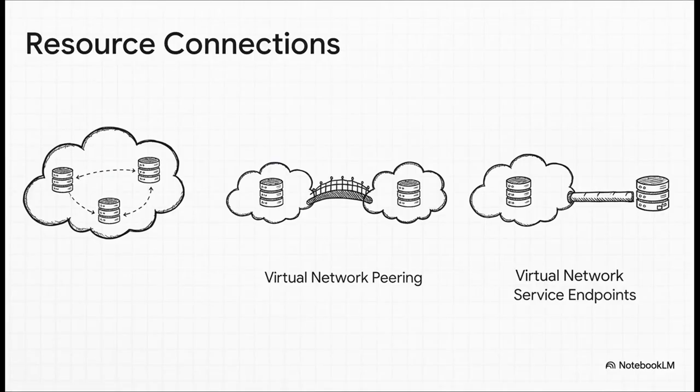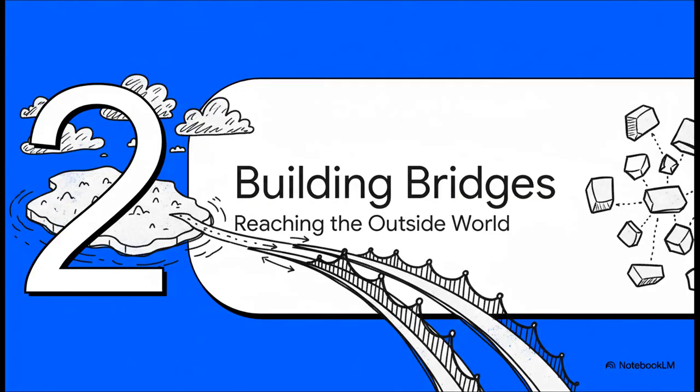But of course, it gets a little more advanced than that. There are really three main ways your resources can connect. First, like we just said, they can talk to each other inside the same VNet. Easy enough. Second, you can connect two separate islands, two different VNets, using a feature called peering. And third, you can create a private, direct connection to other big Azure services, like Azure Storage, using what are called service endpoints.